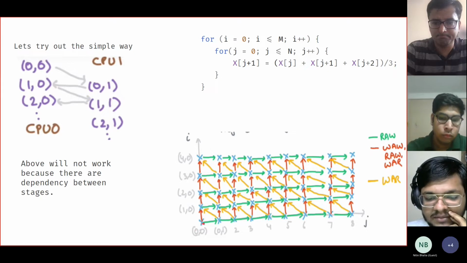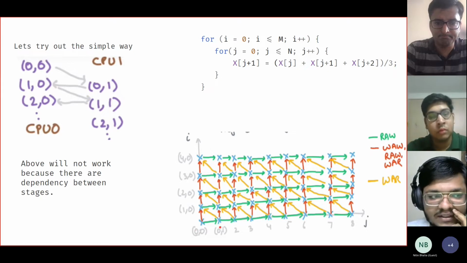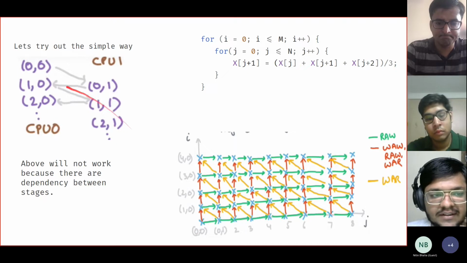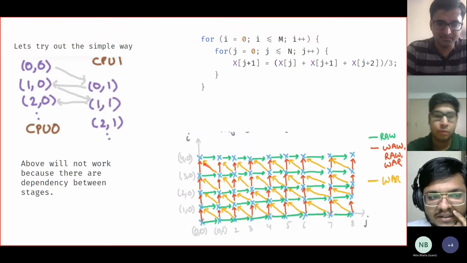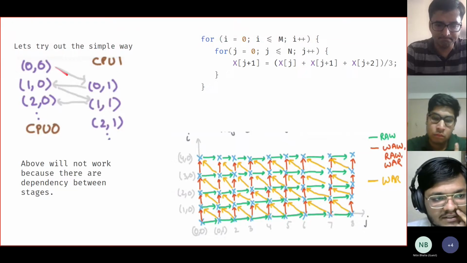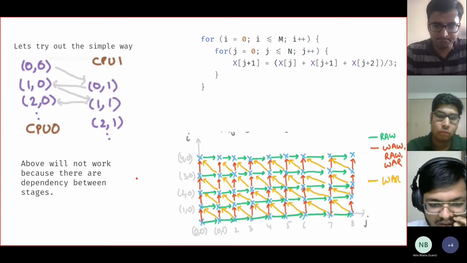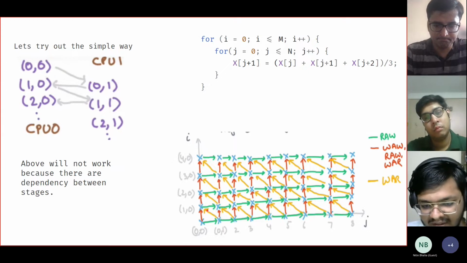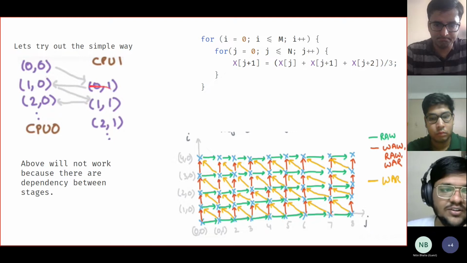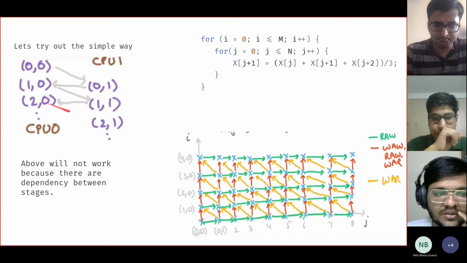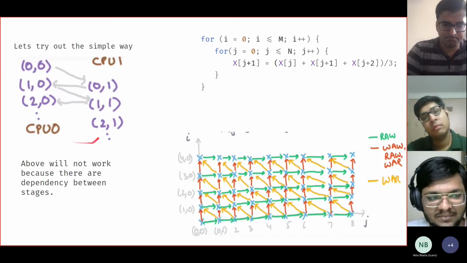So we know that there is a dependency from 0 0 to 0 1, and then a dependency from 0 1 to 1 0. There is also a dependency from 1 0 to 1 1. So these diagonals here are showing the green dependencies. But there are also the yellow dependencies, which go from 0 1 to 1 0, and 1 1 to 2 0. So this is a bidirectional dependency.